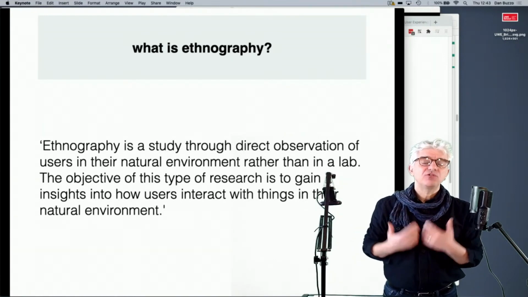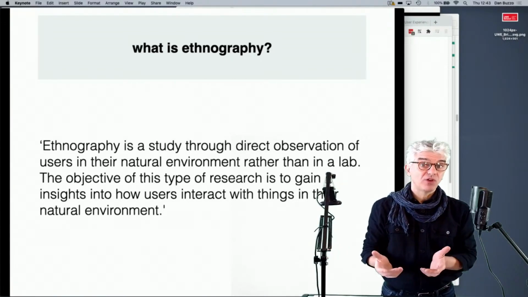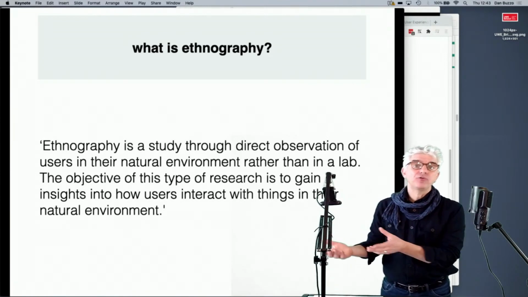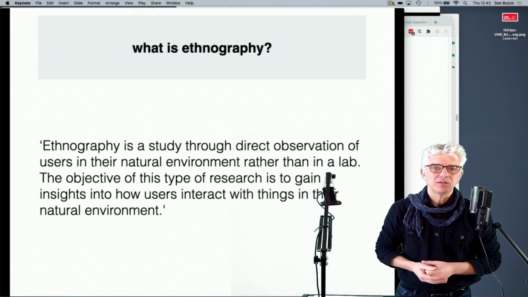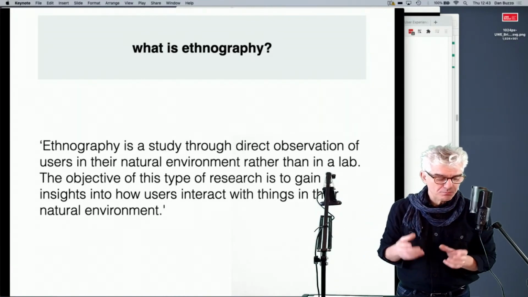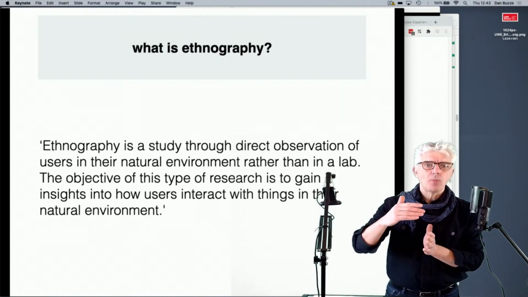And if we're interested in doing research to understand a problem before we start designing, through the design process in iterative design, as we discussed, and for testing after we deliver alpha and beta products, we should go and do it in the field. So ethnography is a study through direct observation of users, and I would actually say people. Users is almost a subclass of people.